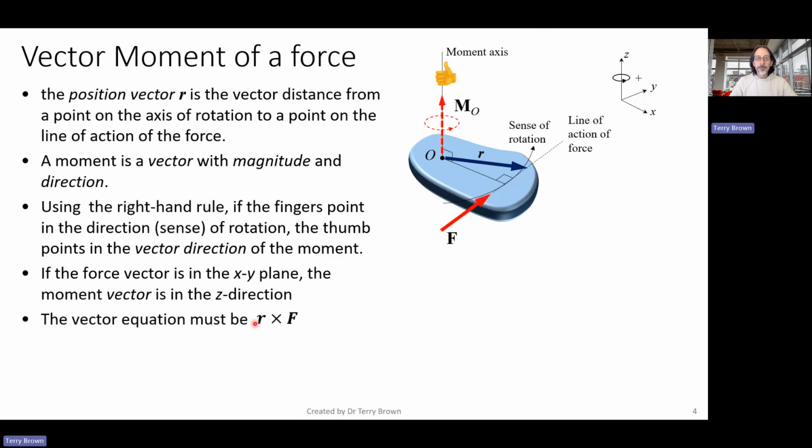The vector equation must be R cross F. We can't do F cross R because we'll get the moment direction in the wrong sense. So we'll see that in the cross product revision in later slides.